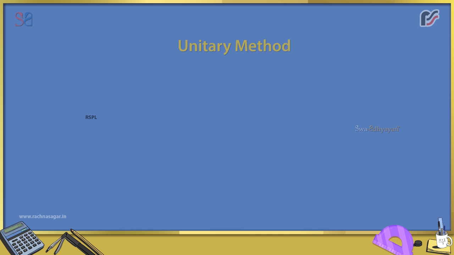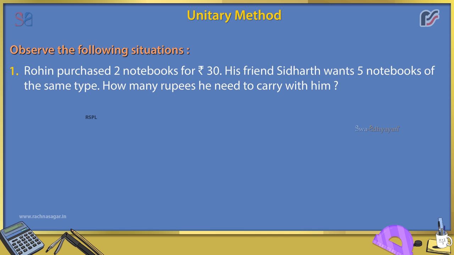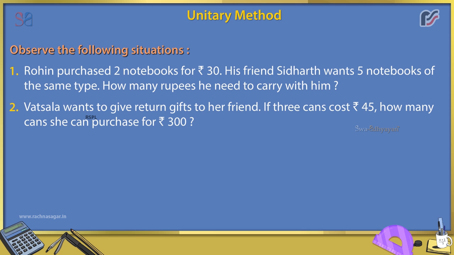Unitary method. Observe the following situations. 1. Rohan purchased 2 notebooks for 30 rupees. His friend Siddharth wants 5 notebooks of the same type. How many rupees does he need to carry with him? 2. Vatsala wants to give return gifts to her friends. If 3 cans cost rupees 45, how many cans can she purchase for rupees 300?